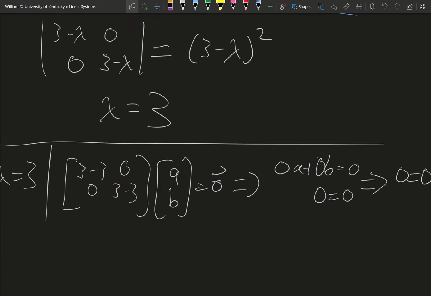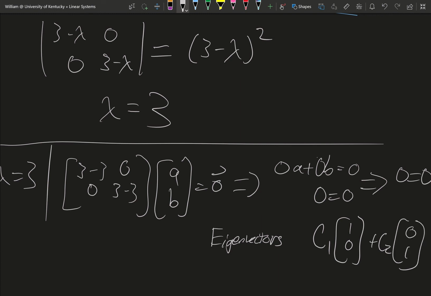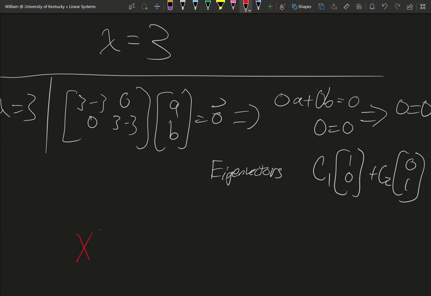So one way of writing that is we have eigenvectors something times 1, 0, and something else times 0, 1. And so in this case, it's very easy to write down the answer. It's our eigenvector e to the 3t times c1 times 1, 0 plus c2 times 0, 1.